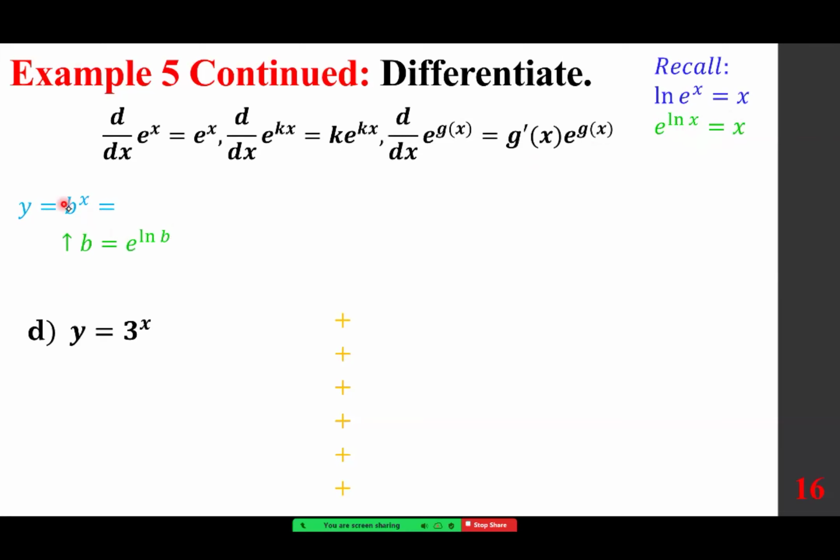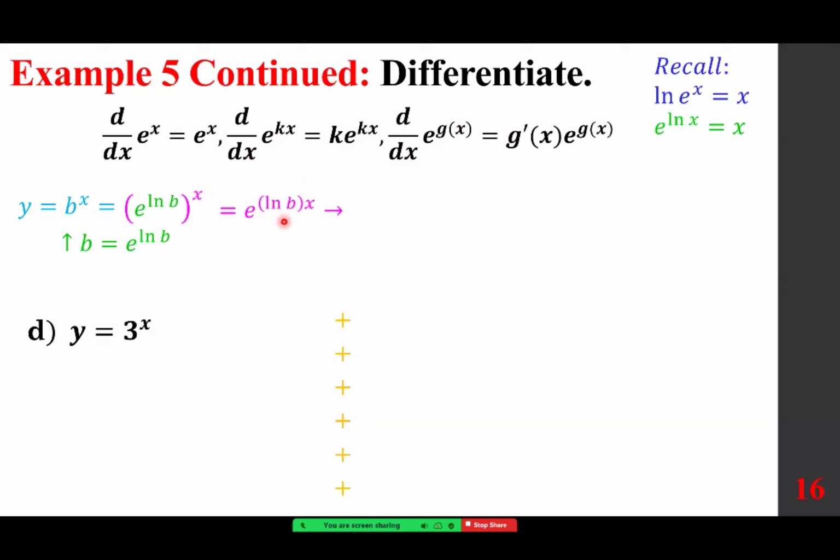And I'm going to replace the b. Notice ln b is just a number, like 5, 1.8, you name it. So e to the power of ln b to the power of x, by the power rule of exponentials, is e to the power of ln b times x. And ln b is just a number. And now it puts us in this format.